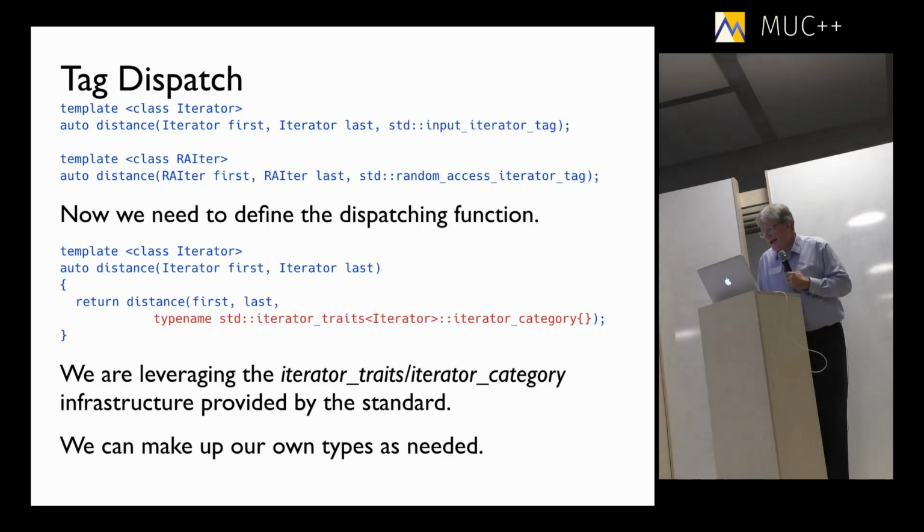Okay, so how do we actually make the dispatch? Well, now we're going to go back and create yet another distance that actually only has two parameters, because that's what we want the caller to call. We're not going to ask the caller, when you call distance, by the way, you also have to pass in some tag nonsense. We don't need to do that. We just tell the caller, call a regular distance, pass in your two iterators, and what we're going to do internally is we're going to turn around, call distance, forward those two iterators, but for our third parameter, we're actually going to get the iterator category of the iterator trait for the type of iterator that's passed in.